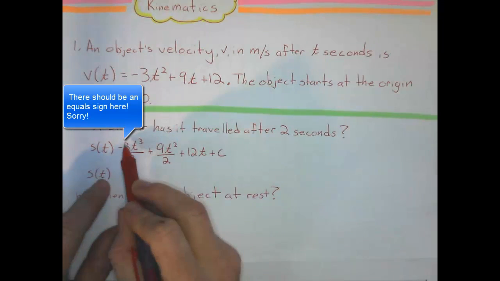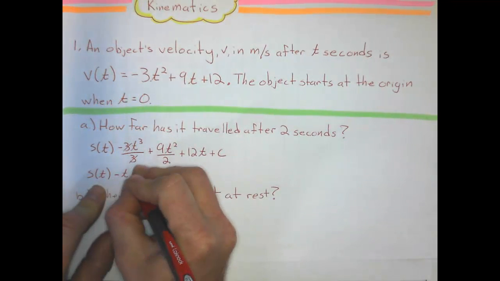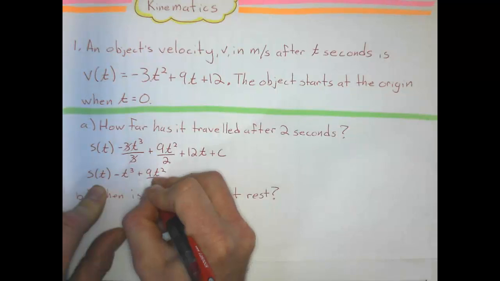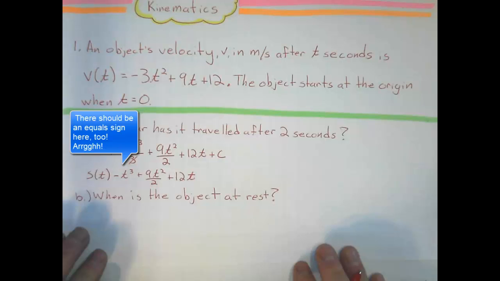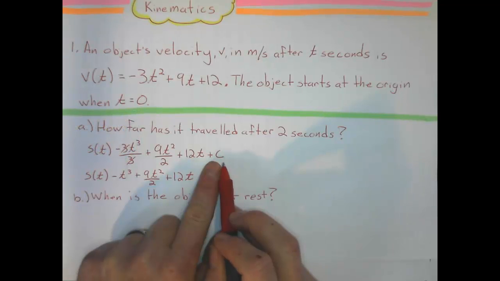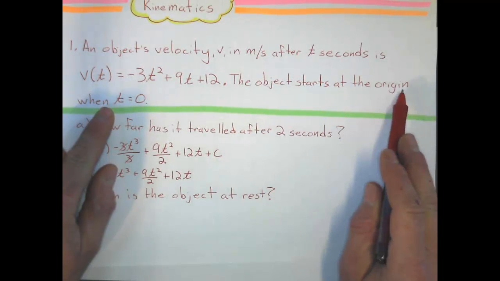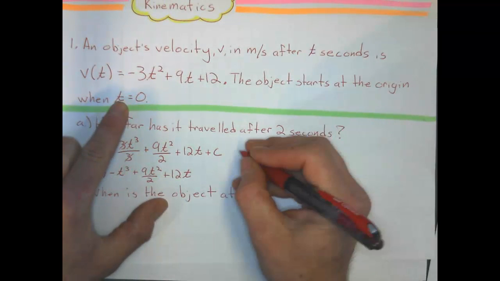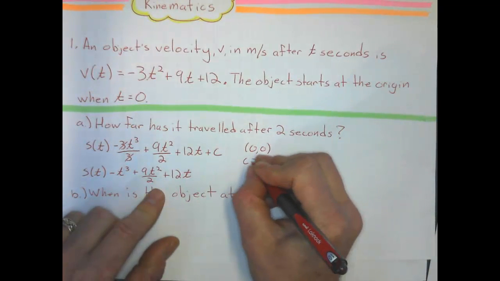Now I'm going to clean this up a little bit. These can simplify. I can take out those 3's and I get negative t cubed. This can't really simplify, so I'll just leave it as 9t squared over 2 plus 12t. And now I'm going to stop. Remember, I solve for that constant by substituting a value in, a point on the curve or something, and this information is crucial. The object starts at the origin when t equals 0. That tells me the point that I'm using is (0, 0), and that also tells me that the constant of integration will be 0.